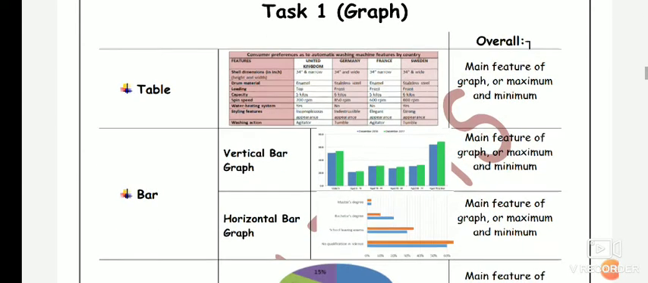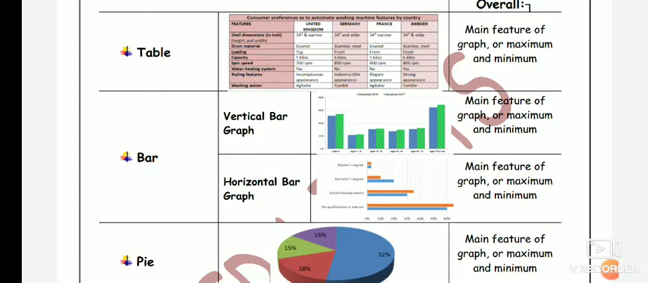Okay, then next is the bar graph, and there are two types. The first one is the vertical bar graph and the second one is the horizontal bar graph. For the vertical one you can see next to the picture that it contains vertical lines and vertical bars, and for the horizontal one you can see there are horizontal lines. You have to mention the data in the paragraph and write on it.